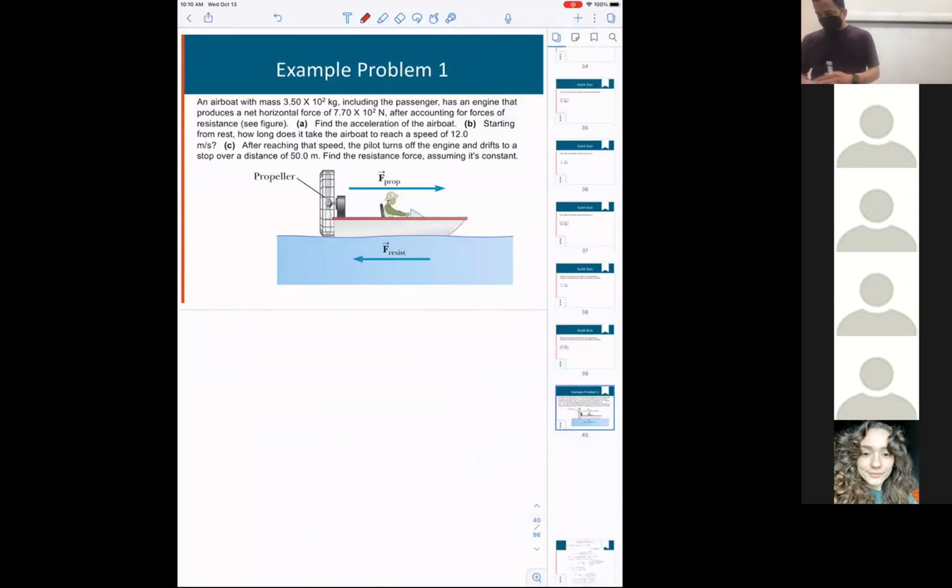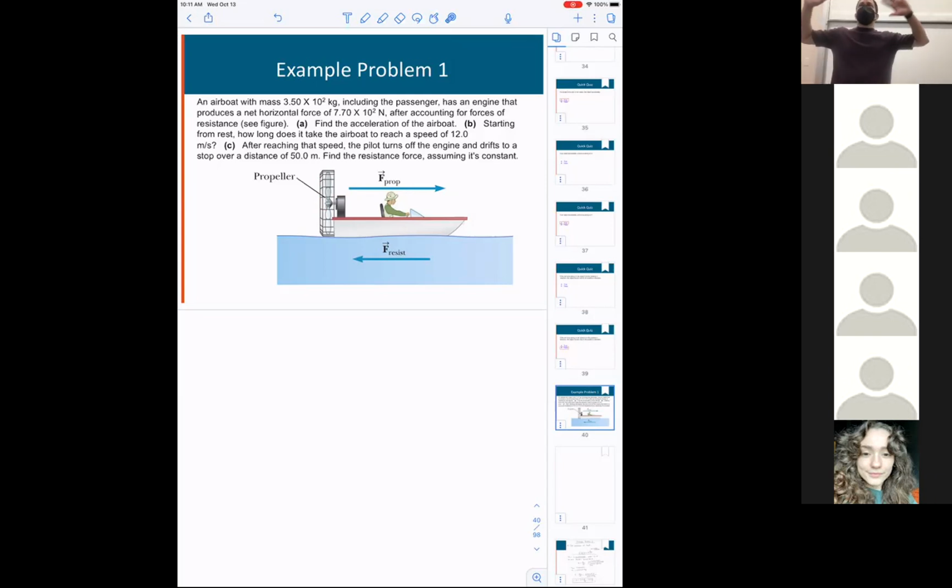So in this problem, we are told that there is this boat, and there's a person. So the mass of the boat plus the person all together is 3.5 times 10 to the 2 kilograms, or I guess 350 kilograms. And it has an engine that produces a net horizontal force of 770 newtons. So there's this propeller here. It does its thing. It pushes against the wind or whatever. And then this thing moves forward. And essentially, effectively, this propeller provides a forward force.